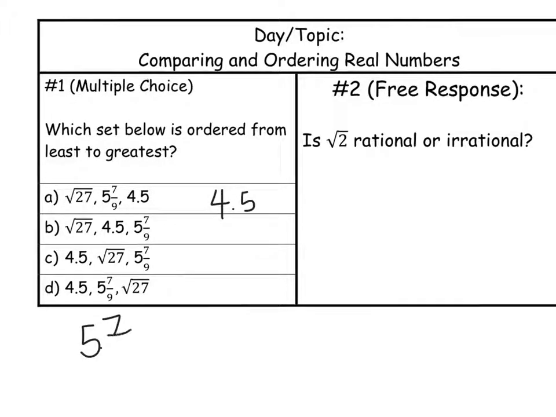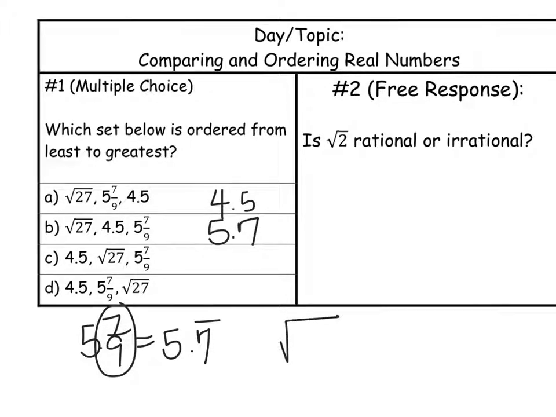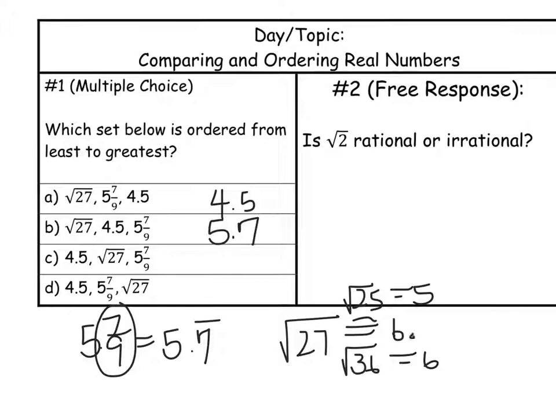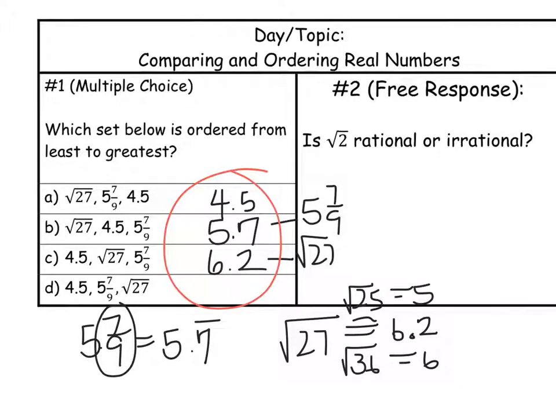5 and 7/9 we know is going to be 5 point something. 7/9 as a decimal is 0.7 repeating. And then finally, the square root of 27 is between the square root of 25 and the square root of 36. The square root of 25 is 5, the square root of 36 is 6. So the square root of 27 is 6 point something. 27 is closer to 25, so we'll try 6.2. So again, this is the square root of 27. This was 5 7/9. So look at this set of numbers to order them from least to greatest.